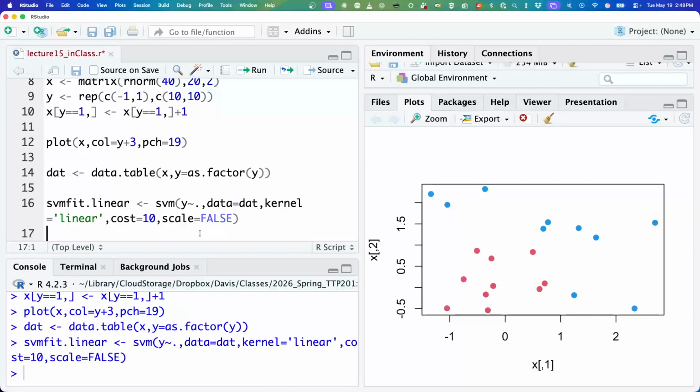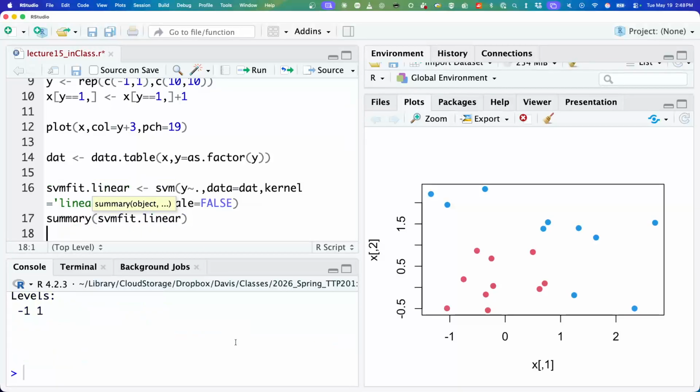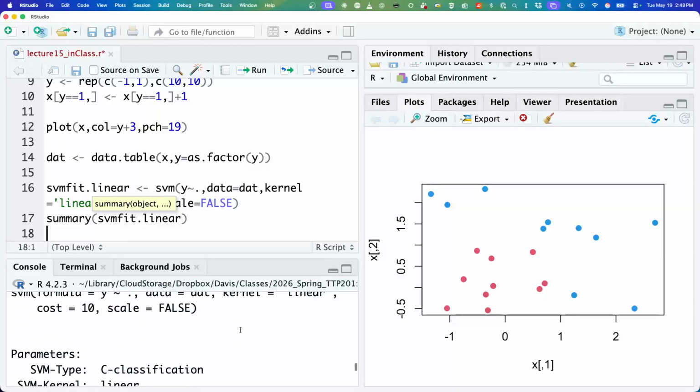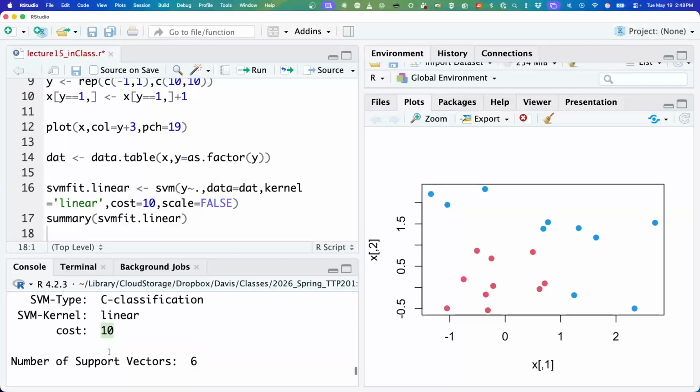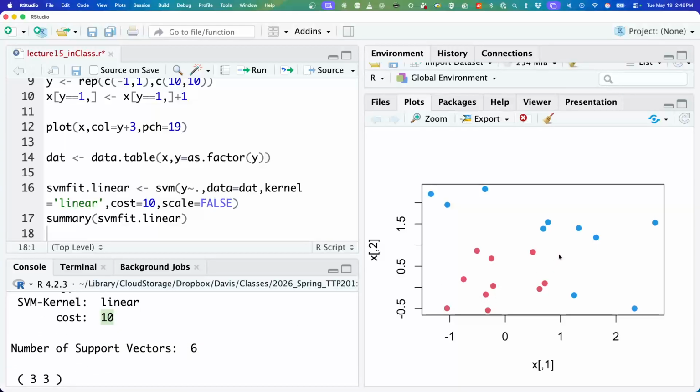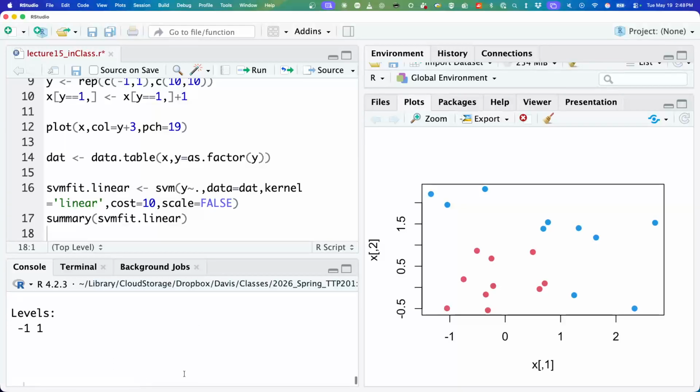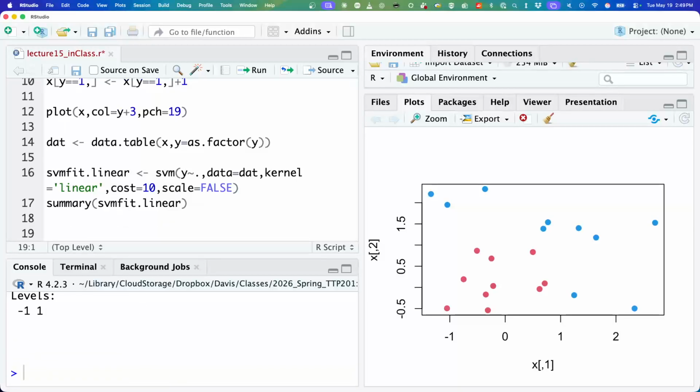All right, so I can run this. We can do a summary. And what this will tell me is we have a classification. It uses a linear kernel. My cost penalty setting was 10. Out of the points here, it's saying that 6 of them are acting as support vectors. So we have essentially 6 pillars, right, connected to our hyperplane. And there's 2 classes. So let's see what the plot of this looks like.